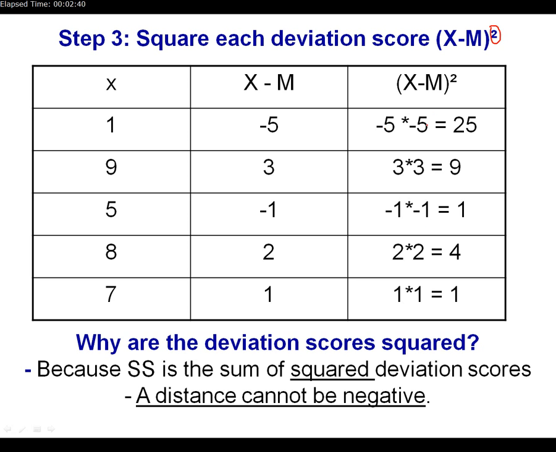Negative 5 times negative 5 equals 25. 3 times 3 equals 9. Negative 1 times negative 1 equals 1. 2 times 2 equals 4. And finally, 1 times 1 equals 1. Why are the deviation scores squared? Because the sum of squares is the sum of squared deviations, and the distance can't be negative. Okay, so we've got to get rid of these negative numbers. So, as I said, squaring gets rid of the negative numbers.